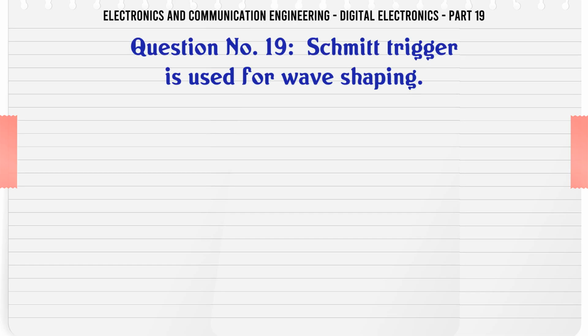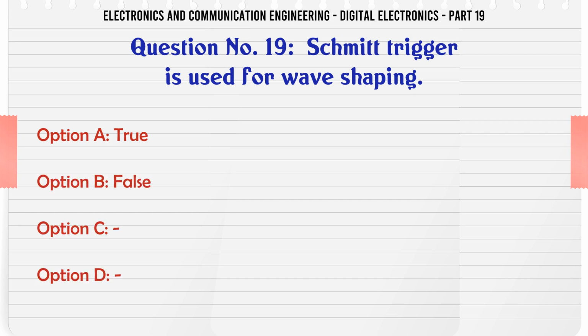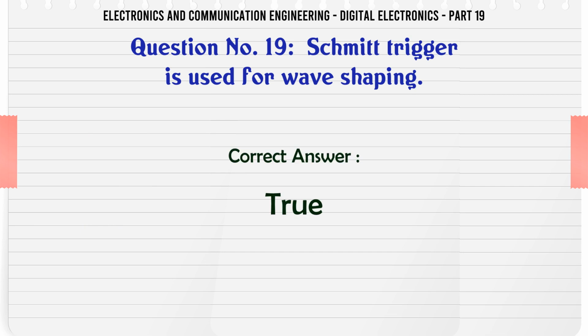Schmitt trigger is used for wave shaping. A. True, B. False. The correct answer is true.